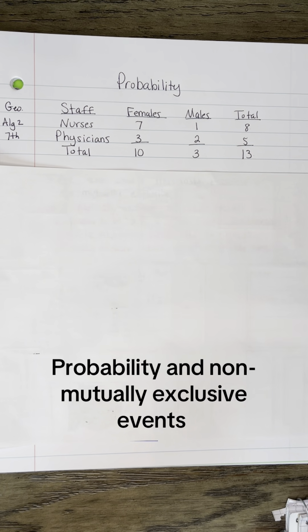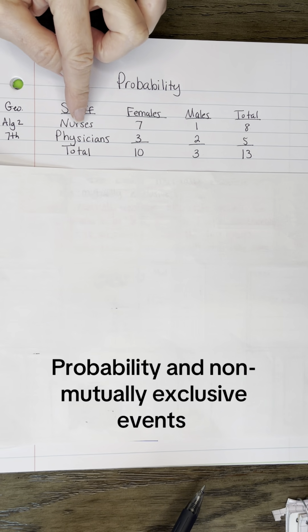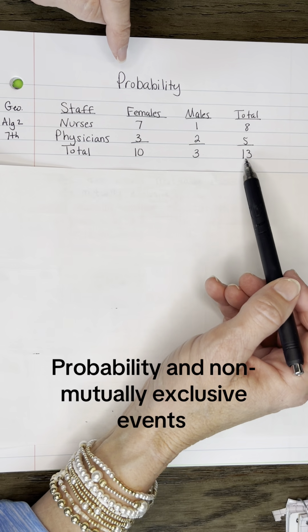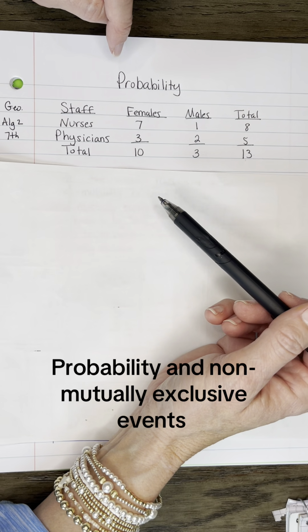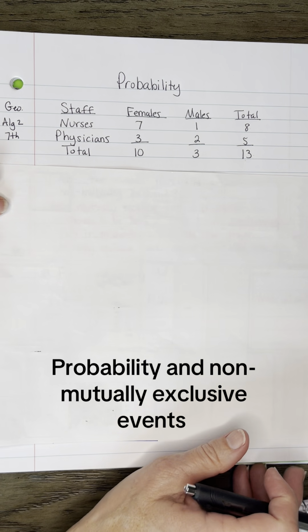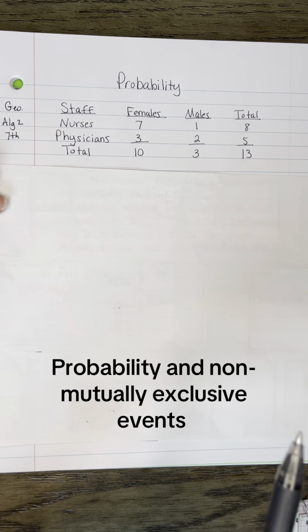We're going to do a probability problem that you see in geometry, algebra 2, 7th grade, just in quite a few places. And here we have a chart where we're talking about a doctor's office that has nurses and physicians, and there's a total of 13 staff members that work there. And it's broken down into females and males. And the question that they're going to be asking us is, what's the probability that you go in and you either get a nurse or a male?